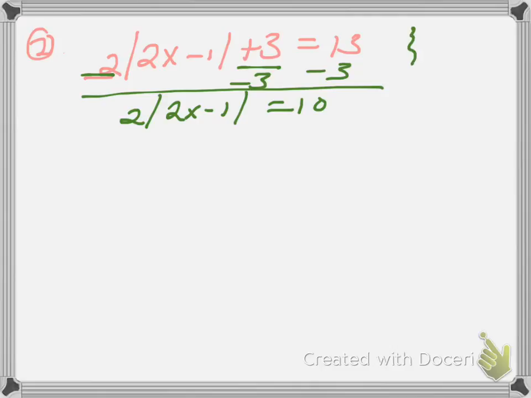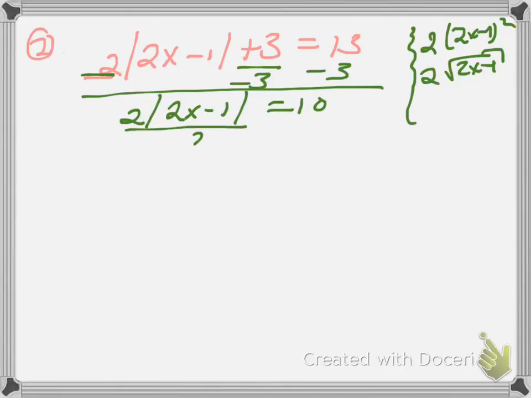Off to the side, if I had 2 times the quantity 2x minus 1 squared, you wouldn't distribute the 2. If you have 2 times the square root of 2x minus 1, you wouldn't distribute the 2. Do not distribute the 2. You will not get the problem correct. So let's divide both sides by 2. And so I get the absolute value of 2x minus 1 is equal to 5. Now my function is by itself.